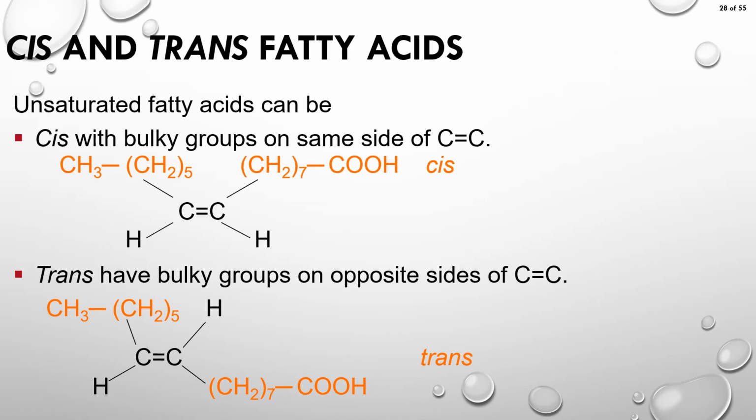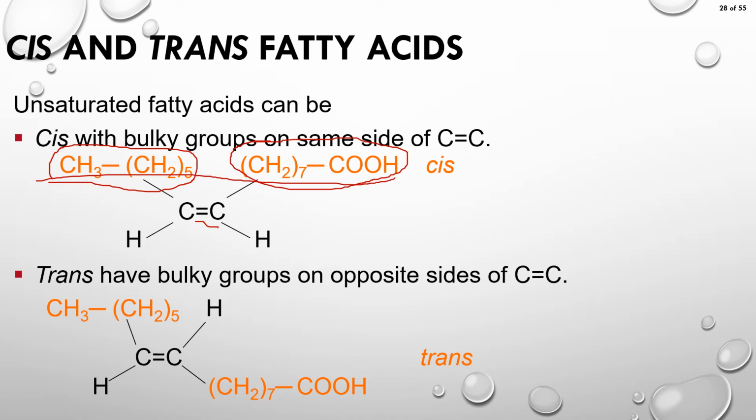Okay, now let's have the cis and trans fatty acids. So again, this is very organic chemistry. Unsaturated fatty acids can be cis, with bulky groups on the same side of the carbon-carbon double bond. So we have this carbon-carbon double bond, and then you have the groups here, a very big group. These two alkyl groups are on the same side, so that's why we call this cis.